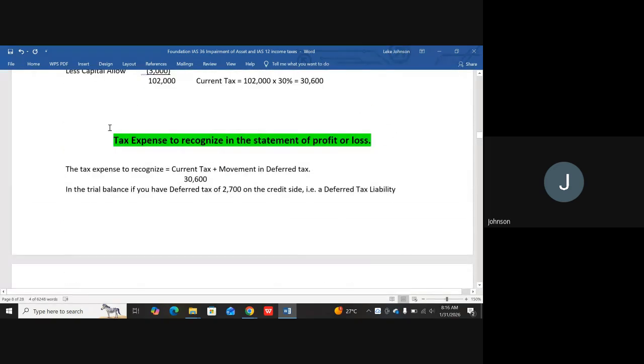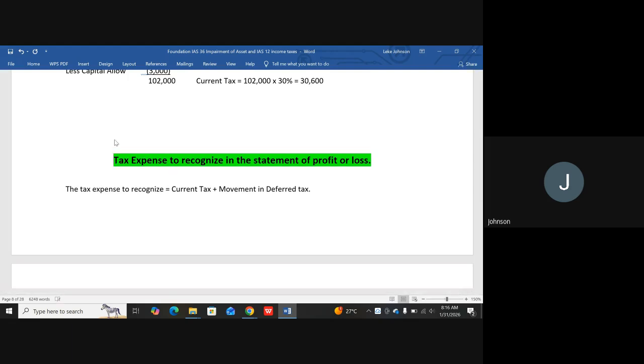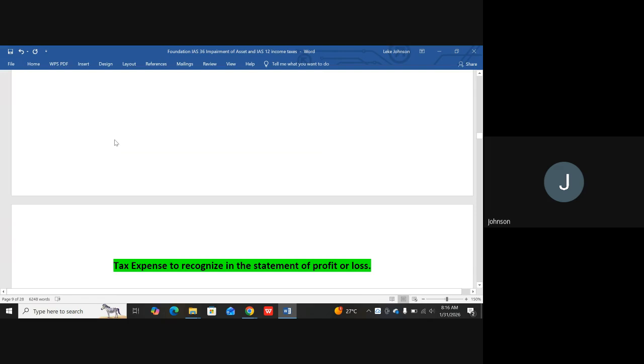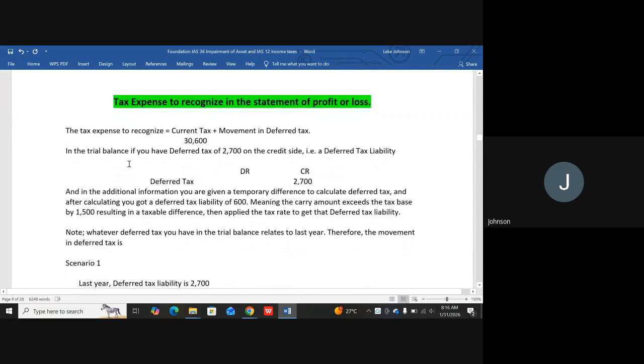We are going straight now to the tax expense to recognize in the statement of profit and loss. The tax expense to recognize in the statement of profit and loss. So what do we mean? What are we trying to say? In this kind of situation, you discover that you've already discovered what your current tax is.